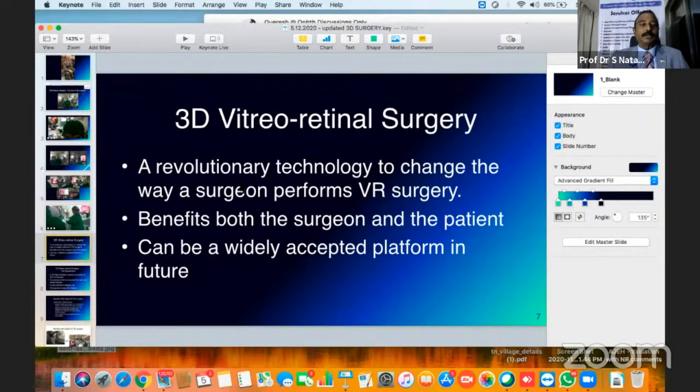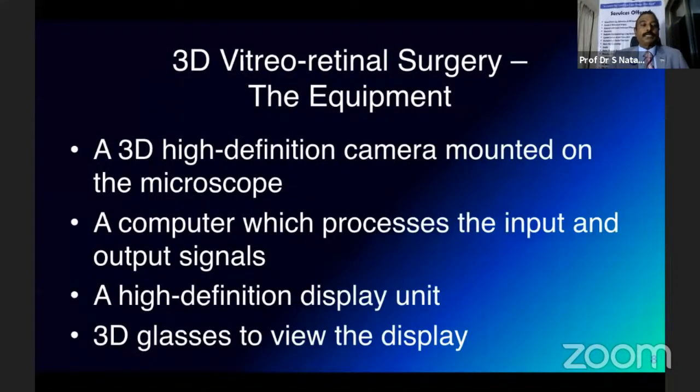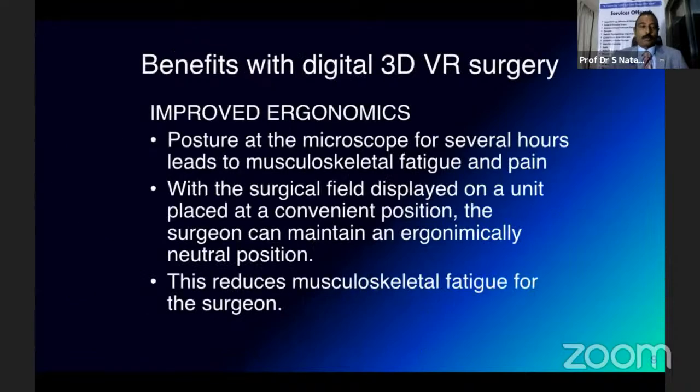The 3D vitreoretinal surgery is a revolutionary technology to change the way a surgeon performs vitreoretinal surgery. It benefits both the surgeon and the patient, and can be a widely accepted platform in the future. It's a high-definition 3D camera mounted on the microscope, a computer which processes the input and output signals, a high-definition display unit, and 3D glasses to view the display. Maybe this is the future of robotic surgery.